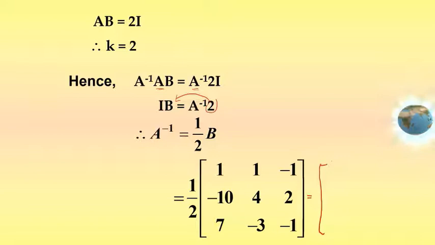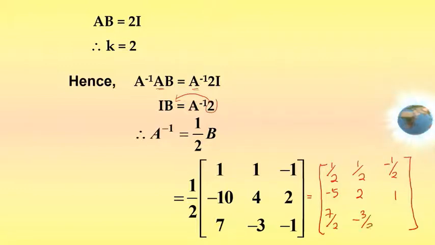Then just leave it like this. Okay, so we have 1 over 2, 1 over 2, negative 1 over 2, and then we have negative 5, we have 2 and 1, 7 over 2, negative 3 over 2, and negative 1 over 2. So this is our inverse.